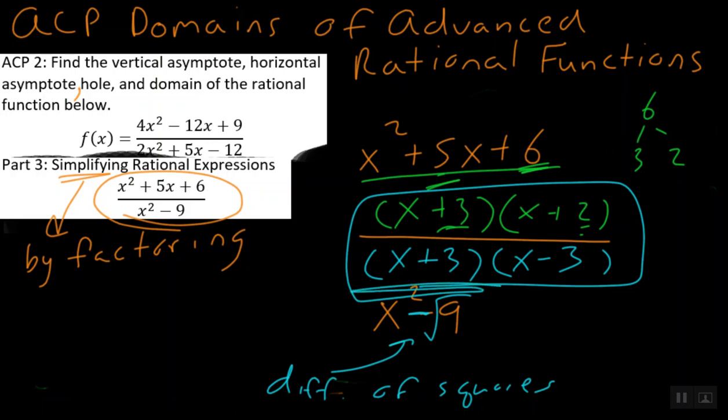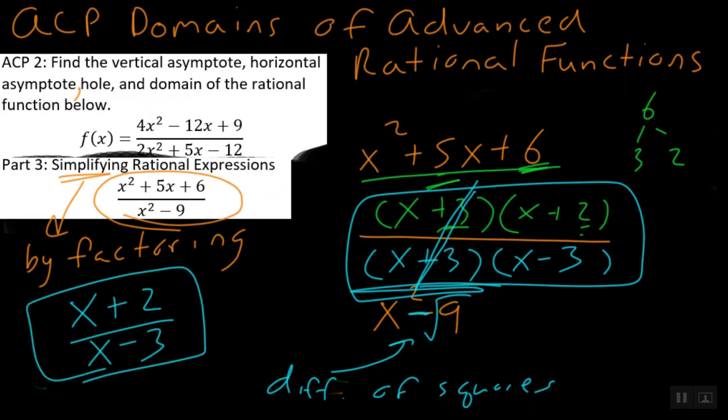Okay, so we've now factored it to this right here. And then the question becomes, are there any factors that actually reduce to 1? And you're just looking for factors that are the same. So in this case, x plus 3 on top, x plus 3 on the bottom. Those two things reduce to 1, so essentially they cancel. And we would say, hey, the simplified form of this is x plus 2 over x minus 3, or the non-canceled out factors.